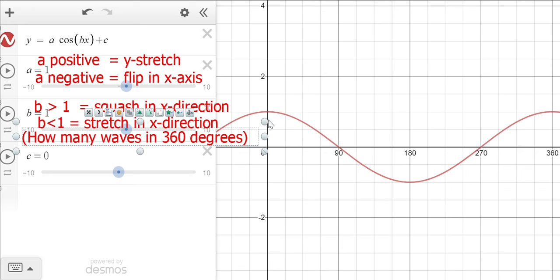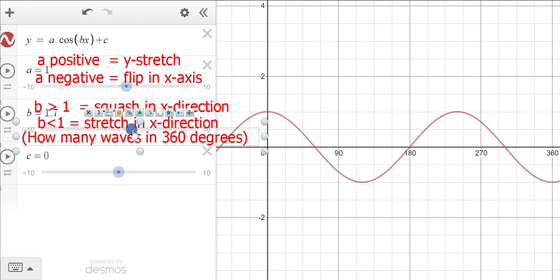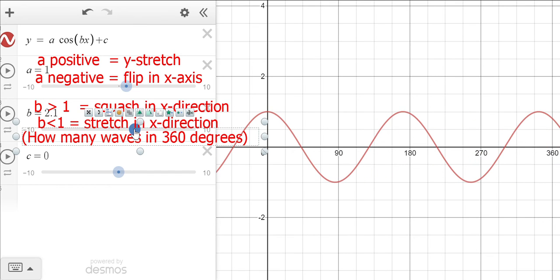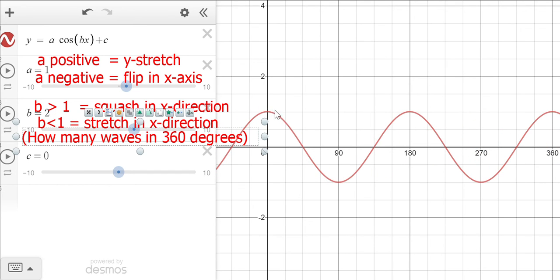So when b is 1, we get exactly 1 full cos wave. When b was 2, we can see that we go down and up by 180, and then another down and up by 360. So when b is 2, we get exactly 2 waves in 360 degrees.